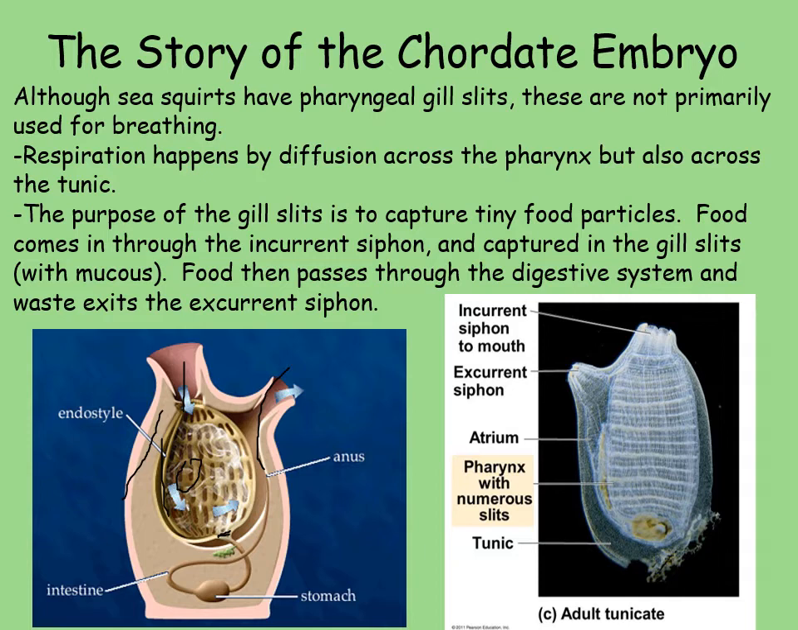And here you can see it in a real view of the inside of a tunicate. You've got the incurrent siphon, the pharyngeal slits. This would be the mouth at the bottom here, and then the anus would empty out and the waste would go out the excurrent siphon.